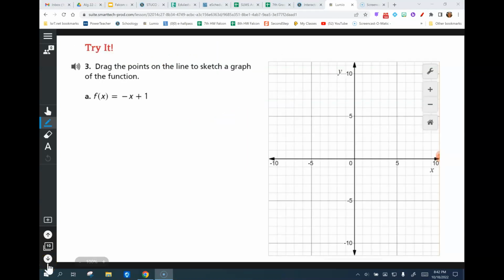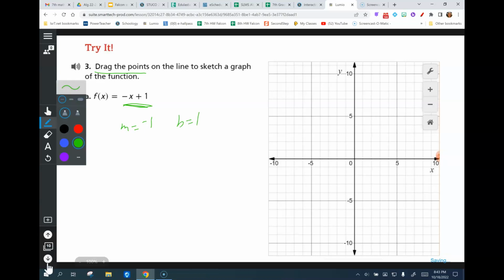So if we wanted to graph this function, we could just plug in points. So this says drag the points. That's because it's assuming that you're in the interactive book. And you're going to sketch this. Well, look at this. Doesn't this look familiar? Does it look like slope y-intercept? So what's my slope? -1. What's my y-intercept? 1.